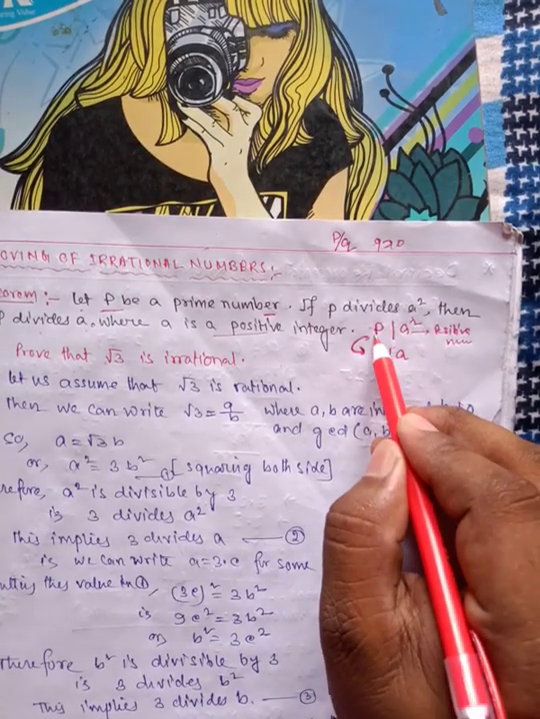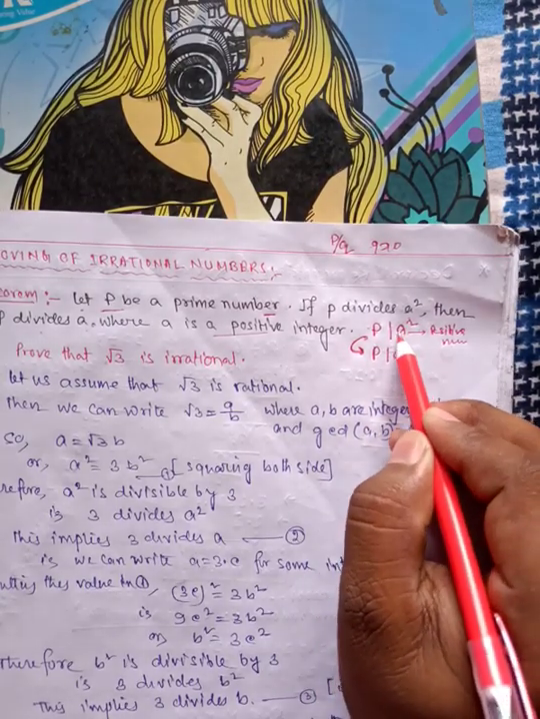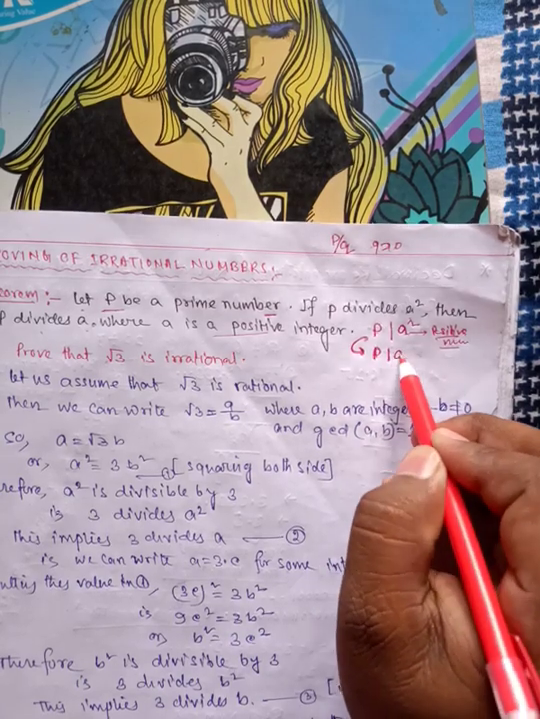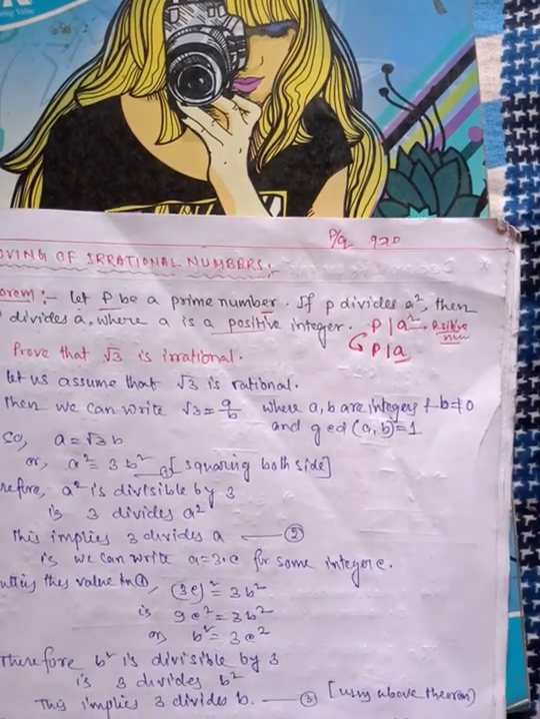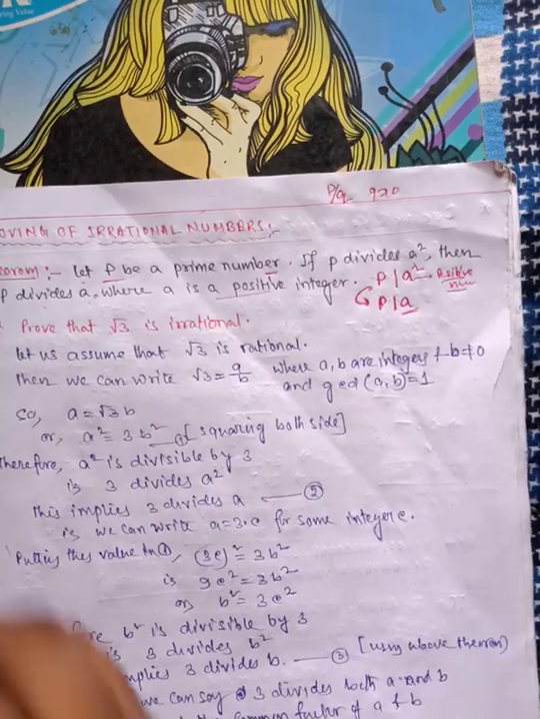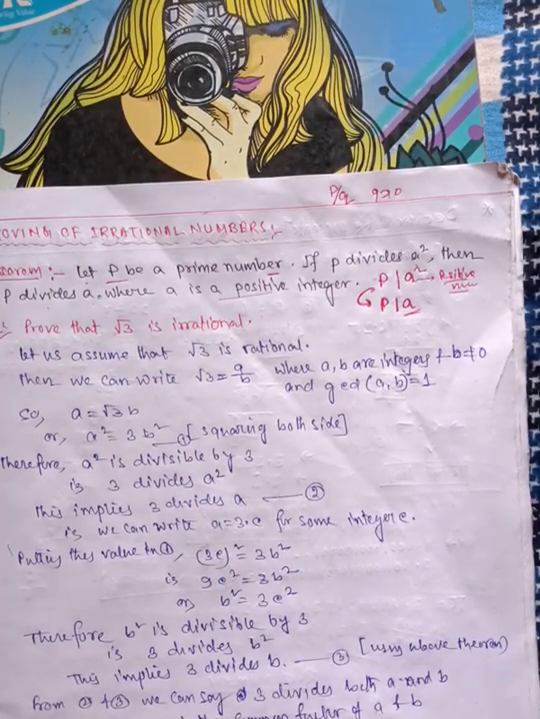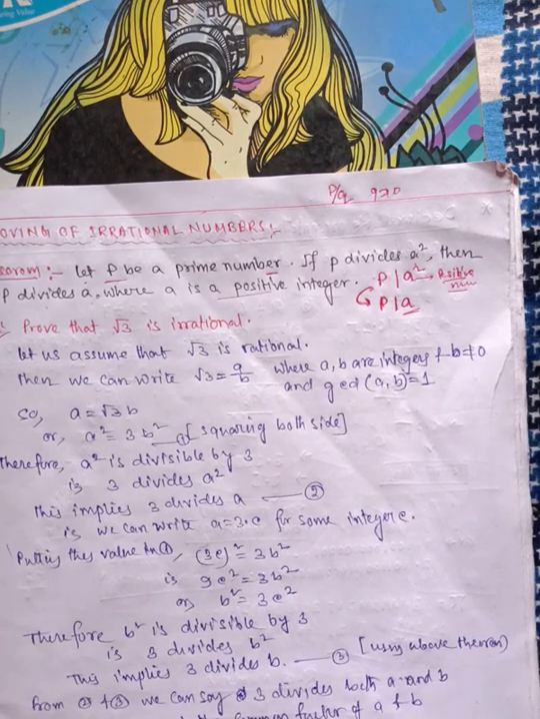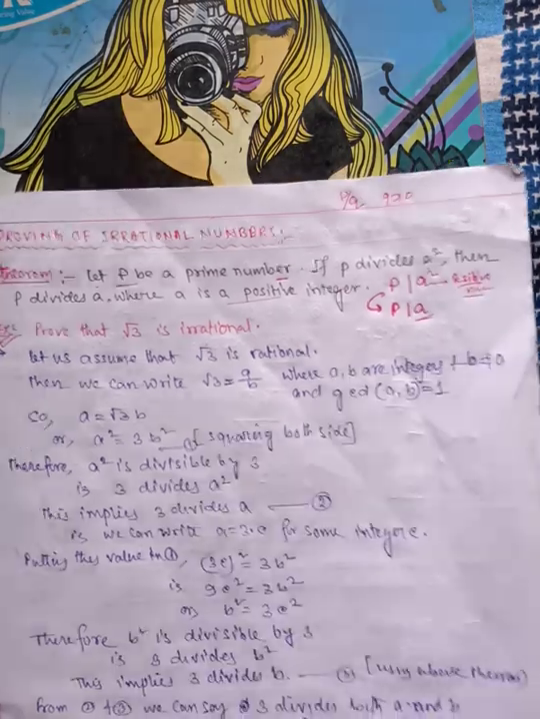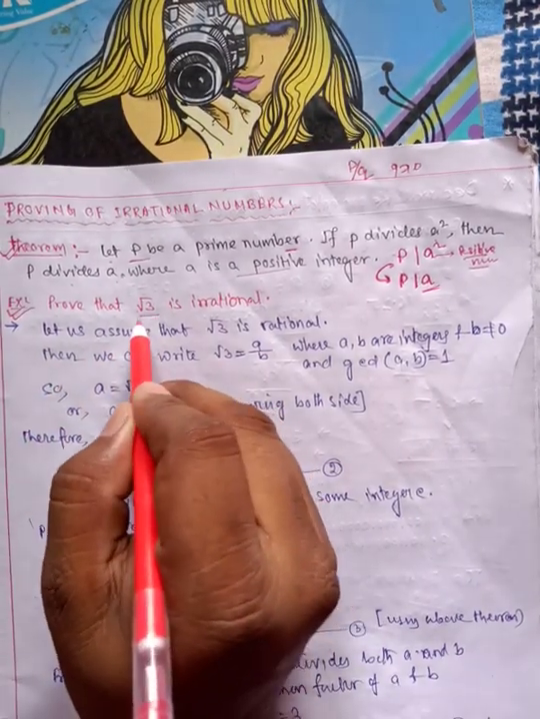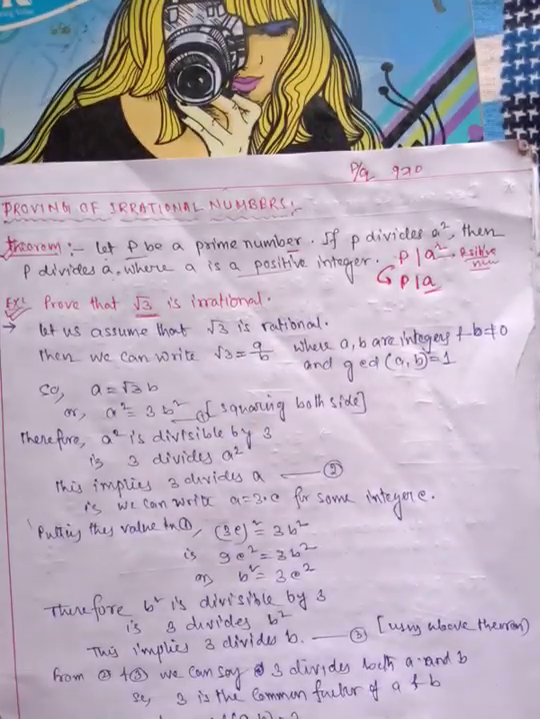That means if a prime number divides the square of any positive integer, then that prime number will divide the number also. Understood? Okay. Next we are going to start the process of showing that root 3 is irrational. How to show root 3 is irrational? Now we have to show root 3 is an irrational number.